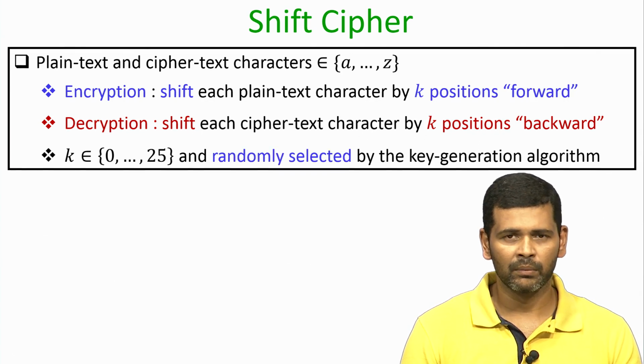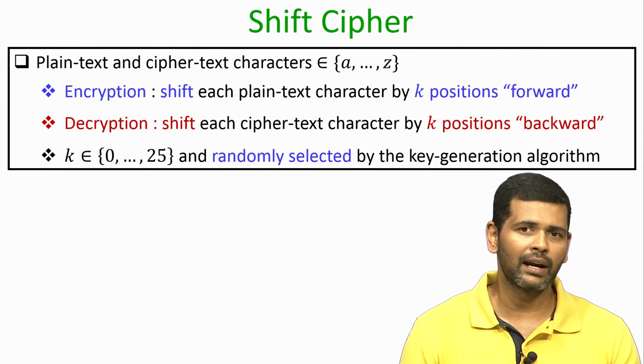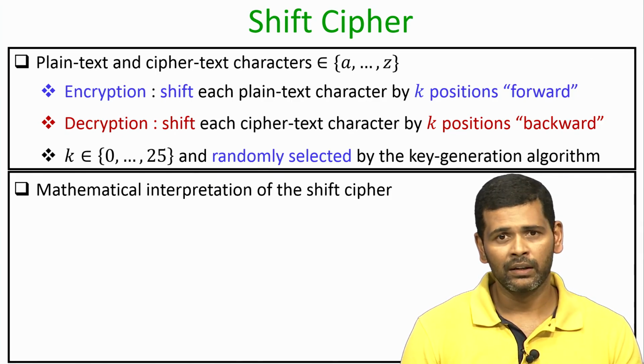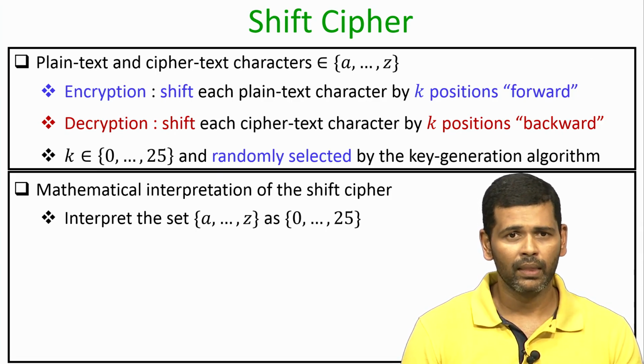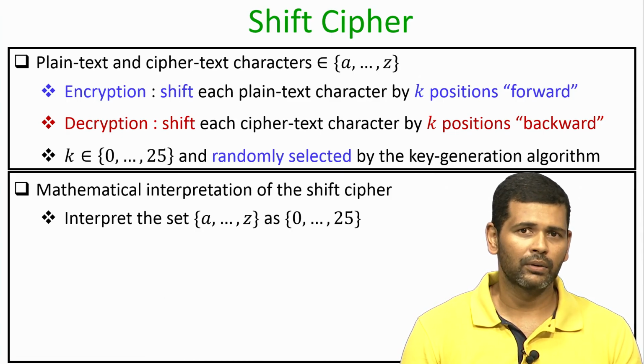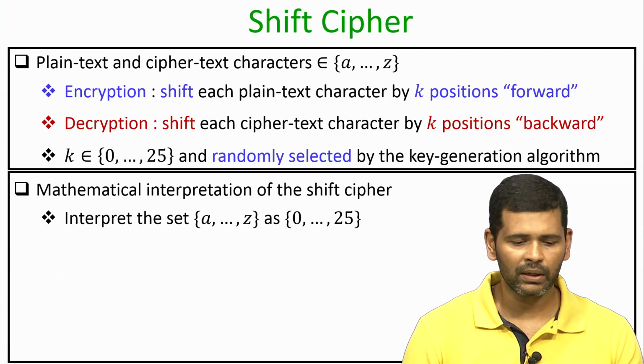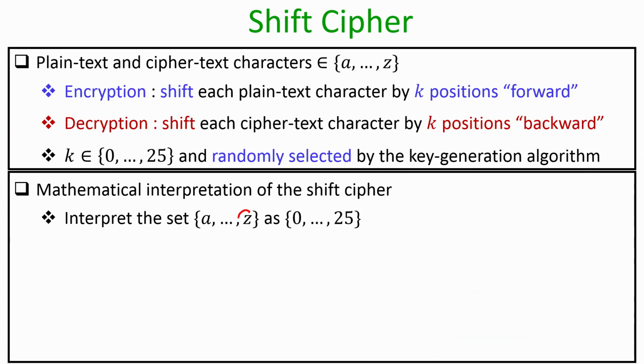And the shift, namely the value of k, is going to be one of the values in the set 0 to 25, randomly selected by the key generation algorithm. The mathematical interpretation of the shift cipher is as follows. Since the plain text characters belong to the set A to Z, we interpret the character A as the symbol 0, character B as the symbol 1, and in the same way the character Z as the symbol 25. That is a mapping we assume is available to both the sender and the receiver, or to any third party who is going to use an instance of the shift cipher.